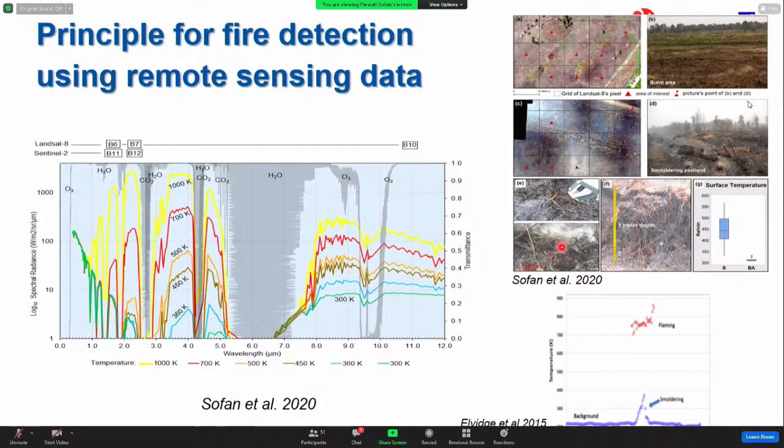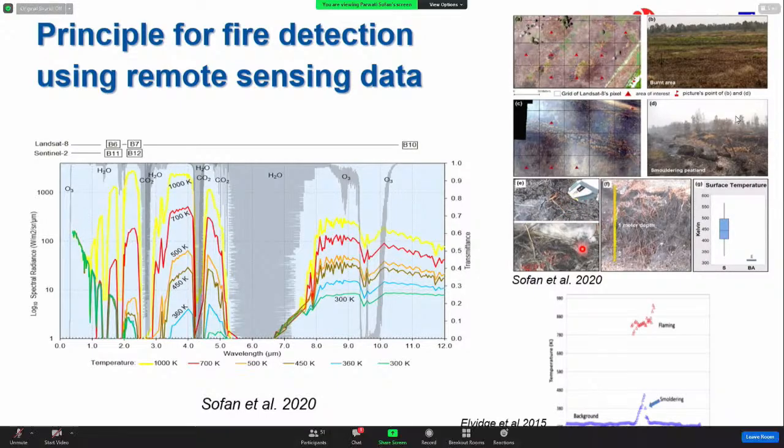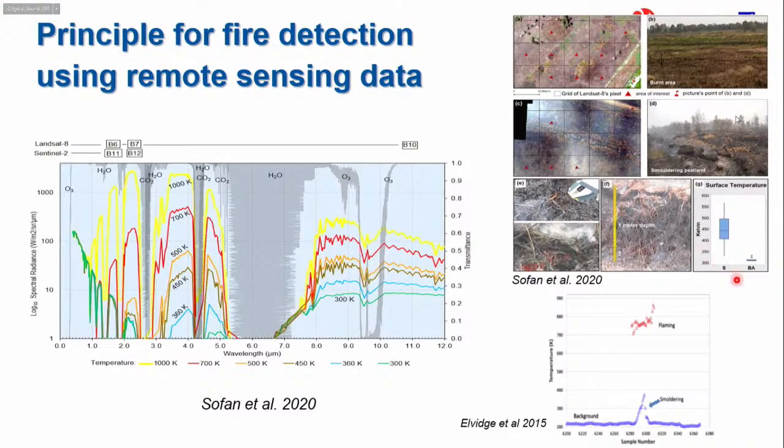So we also collected some field measurement using infrared temperature, and we got the result for the smoldering area and burn area. There is a significant difference for the temperature. And the previous result also mentioned that the flaming can be easily detected, but the smoldering has less separability with the background. This is the challenge that we are trying to face.